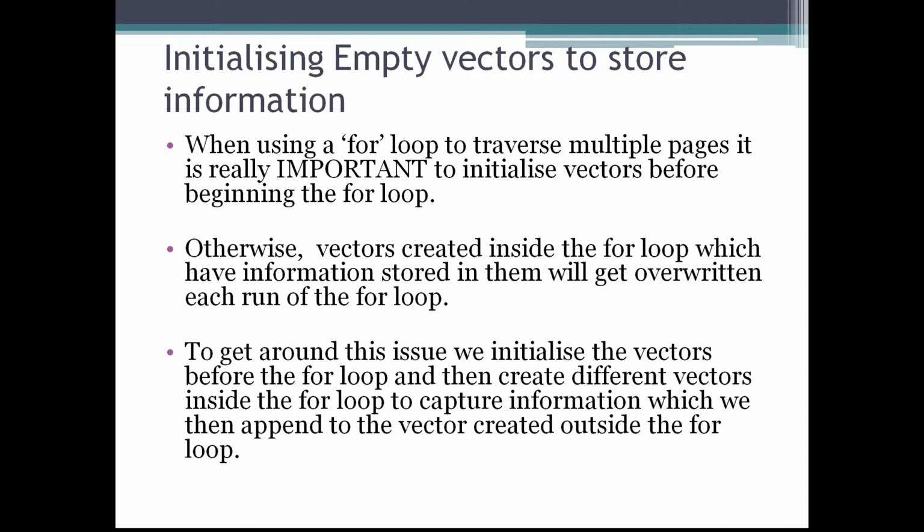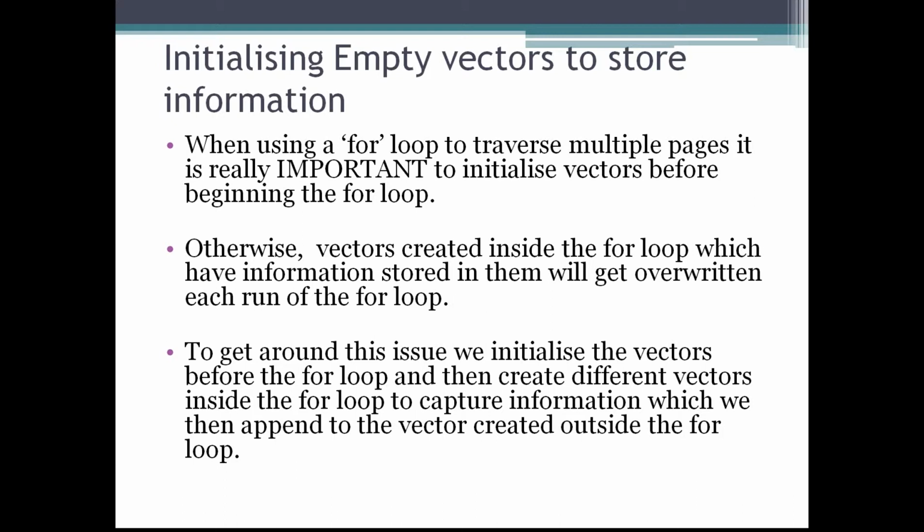The reason is because when you use a for loop, and we'll talk more about what a for loop is in a moment, you're iterating over different web pages, and you're pulling out information from each web page. But if you create a vector inside that for loop and store information in that, it'll get overwritten every single time you run through that particular for loop. So every single time you pull out information from one page, and then you pull out information from the next page, the information for the first page will be overwritten by the most recent page you're on. So clearly that's not an ideal situation.